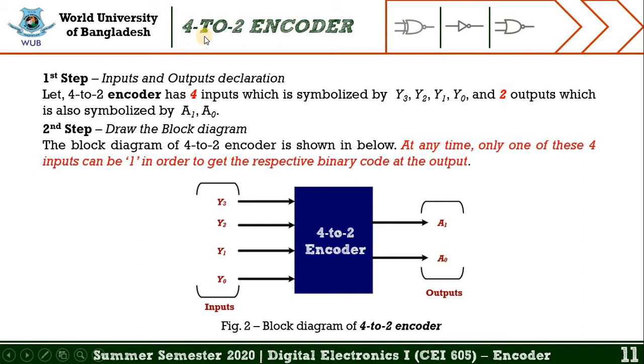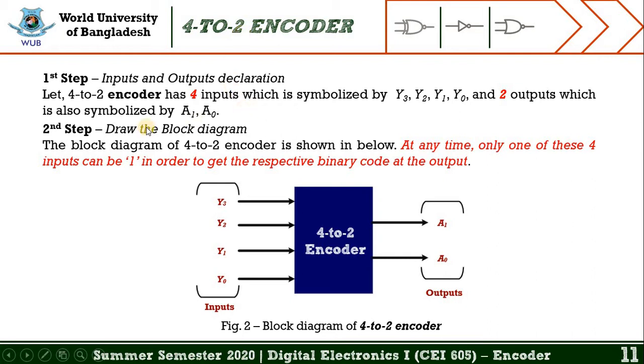What is 4 to 2 encoder? Just observe from the name. 4 represents the number of inputs and 2 represents the number of outputs. So 4 to 2 encoder means this encoder has 4 inputs, and the output of this encoder should be 2.